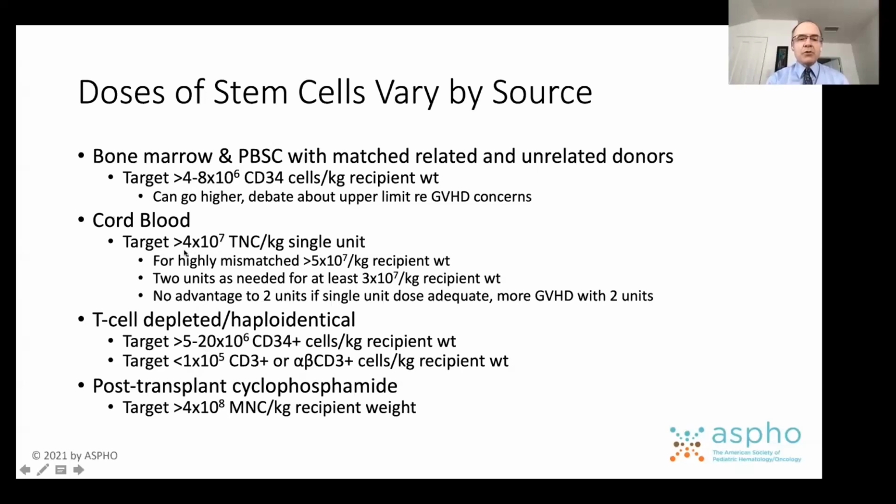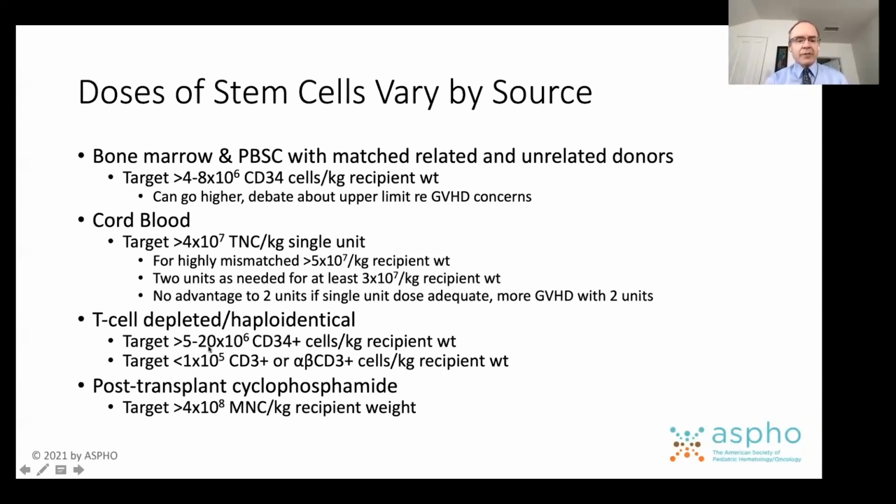For cord blood, 2.5 times 10 to the 7th total nucleated cells per kilo is the kind of lower limit, but better outcomes occur with 4 times 10 to the 7th. And if you have highly mismatched donors, you might do better by going even higher. If you have 2 units, which many centers are doing, you really need to get at least 3 times 10 to the 7th. Now, 2 units aren't being done as often as they were in the past, unless they're part of an expansion protocol, because it leads to more graft versus host disease. But there are a couple of rules here for 2 units with cord blood that you can see.